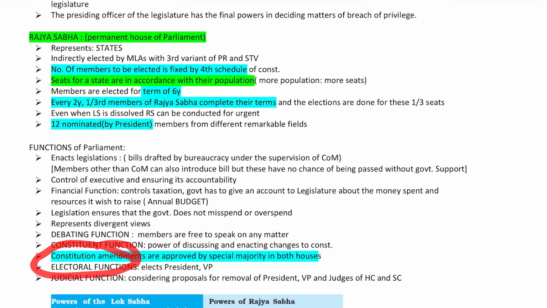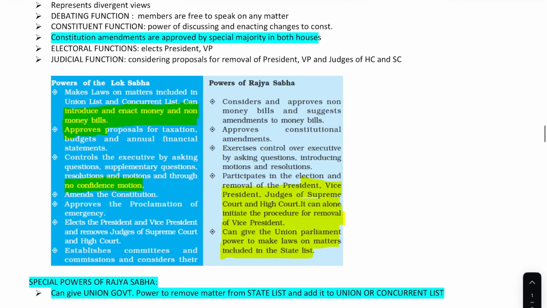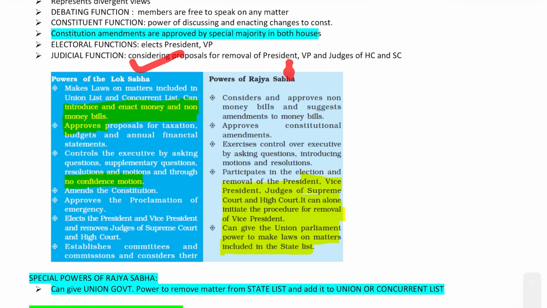In the electoral functions, it elects the president and the vice president. The judicial function is that it considers proposals for the removal of the president, vice president, and judges of the High Court and Supreme Court. The conduct of the judges of the Supreme Court and High Court could not be discussed in the Parliament unless it is for the resolution for removal. Then the powers of the Lok Sabha and the powers of the Rajya Sabha.